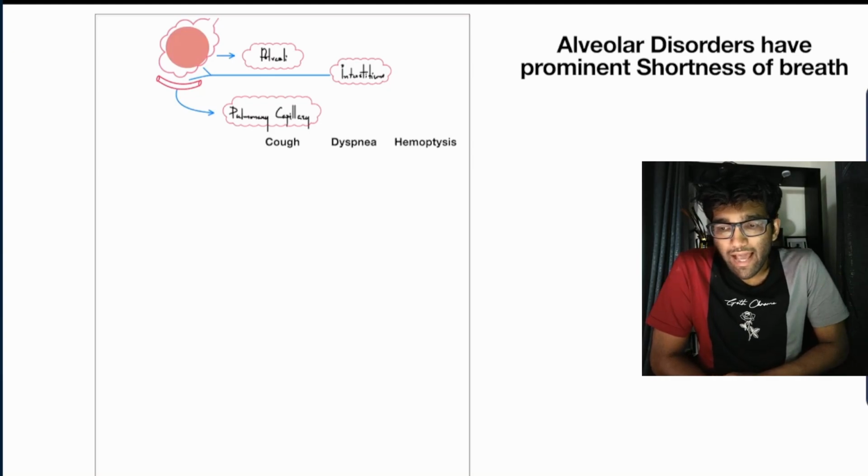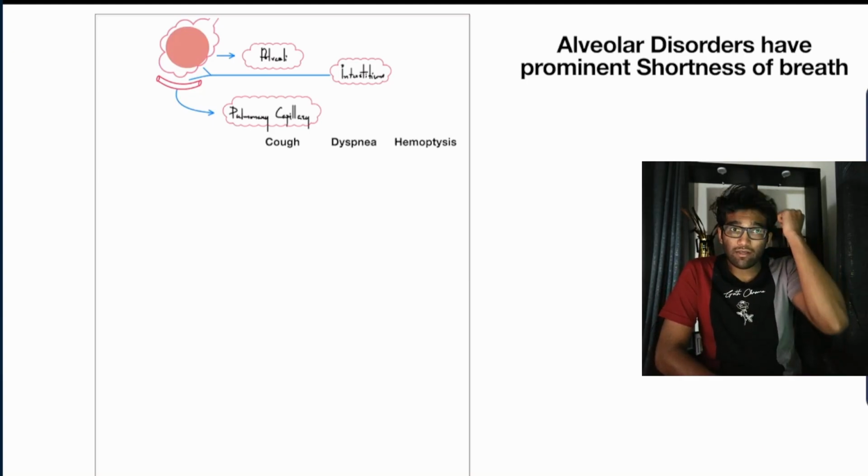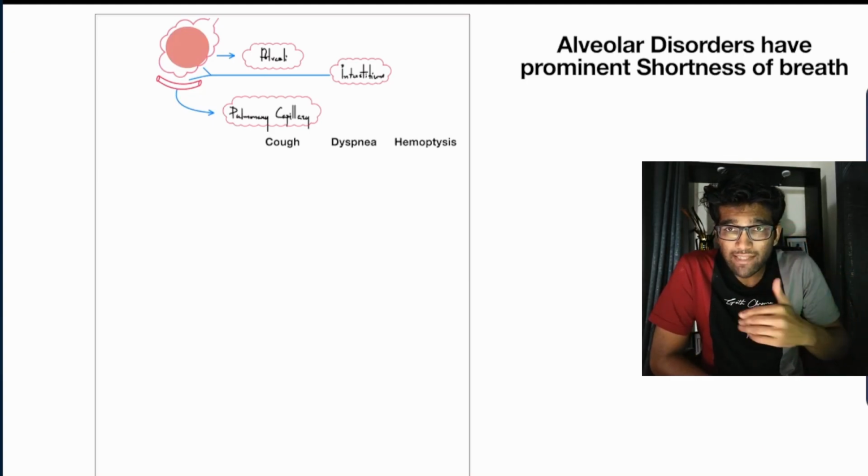Now, the alveolar disorders actually have prominent shortness of breath, which is obviously to be expected because it is the alveoli that are the site of gas exchange. So even if the air reaches the alveoli, it's likely that gas exchange will be hampered if there is some pathology within the alveoli.